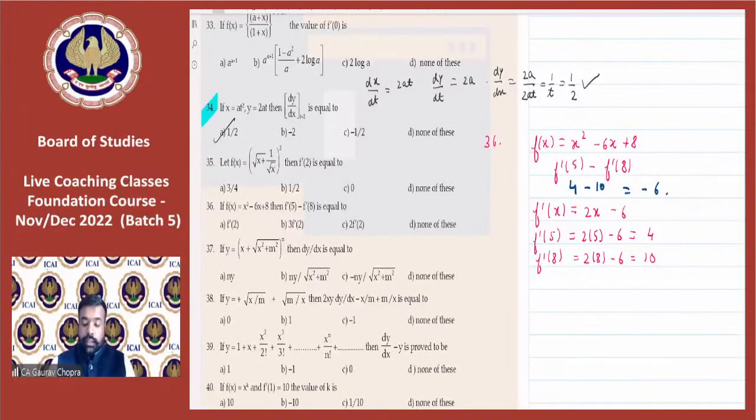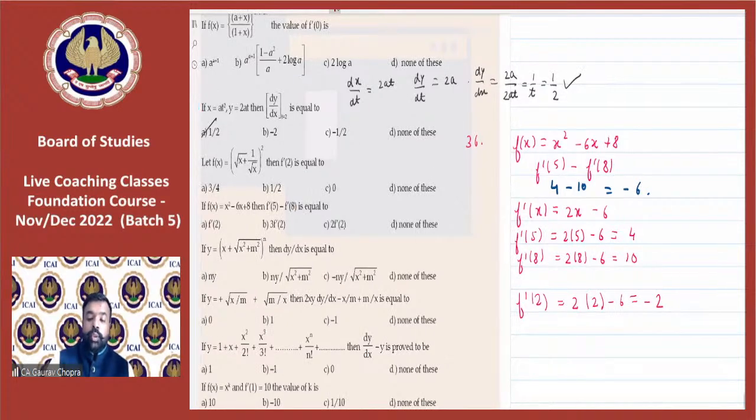But this is not the direct answer. The question is giving different options. Now, what are the options? It is equal to f dash 2, or it is equal to 3 times of f dash 2, or it is 2 times of f dash 2. That means we have to also calculate f dash 2. So let us calculate f dash 2 as well. 2 into 2 minus 6. We are getting minus 2.